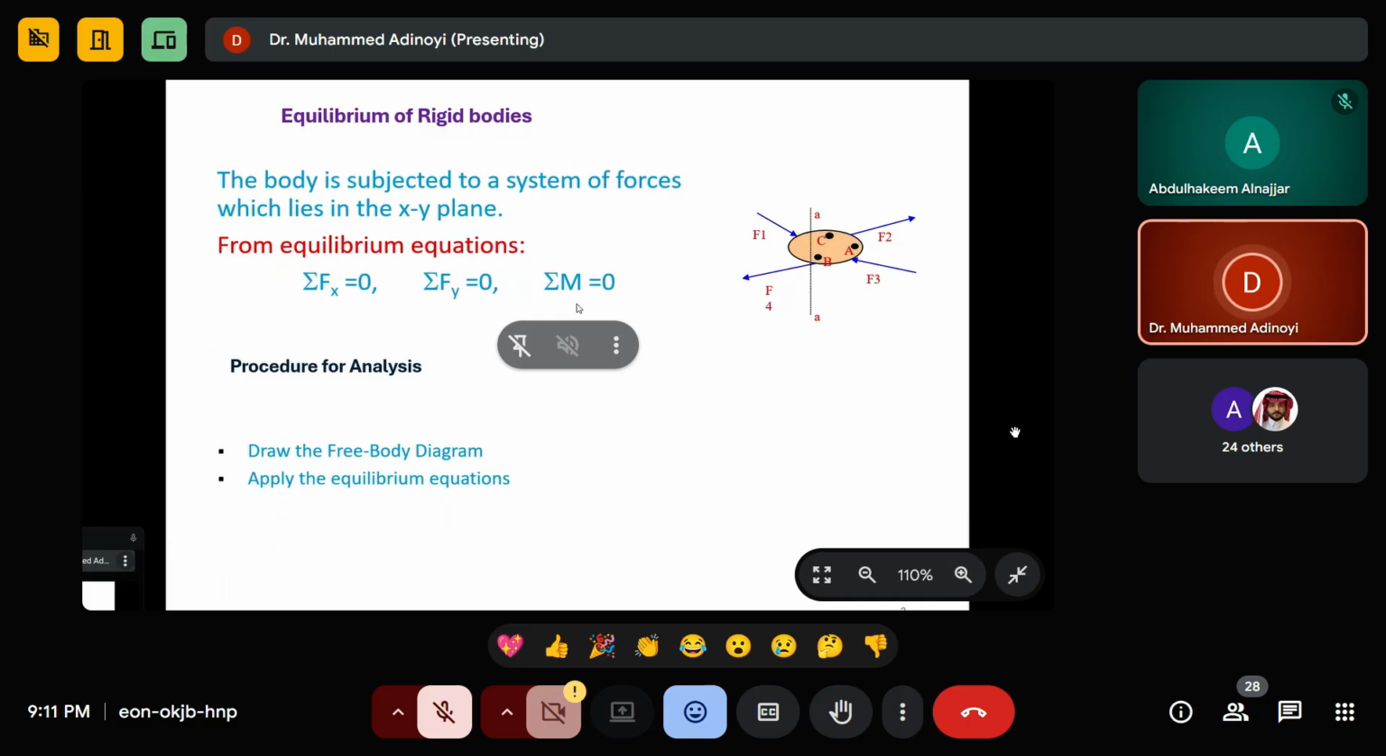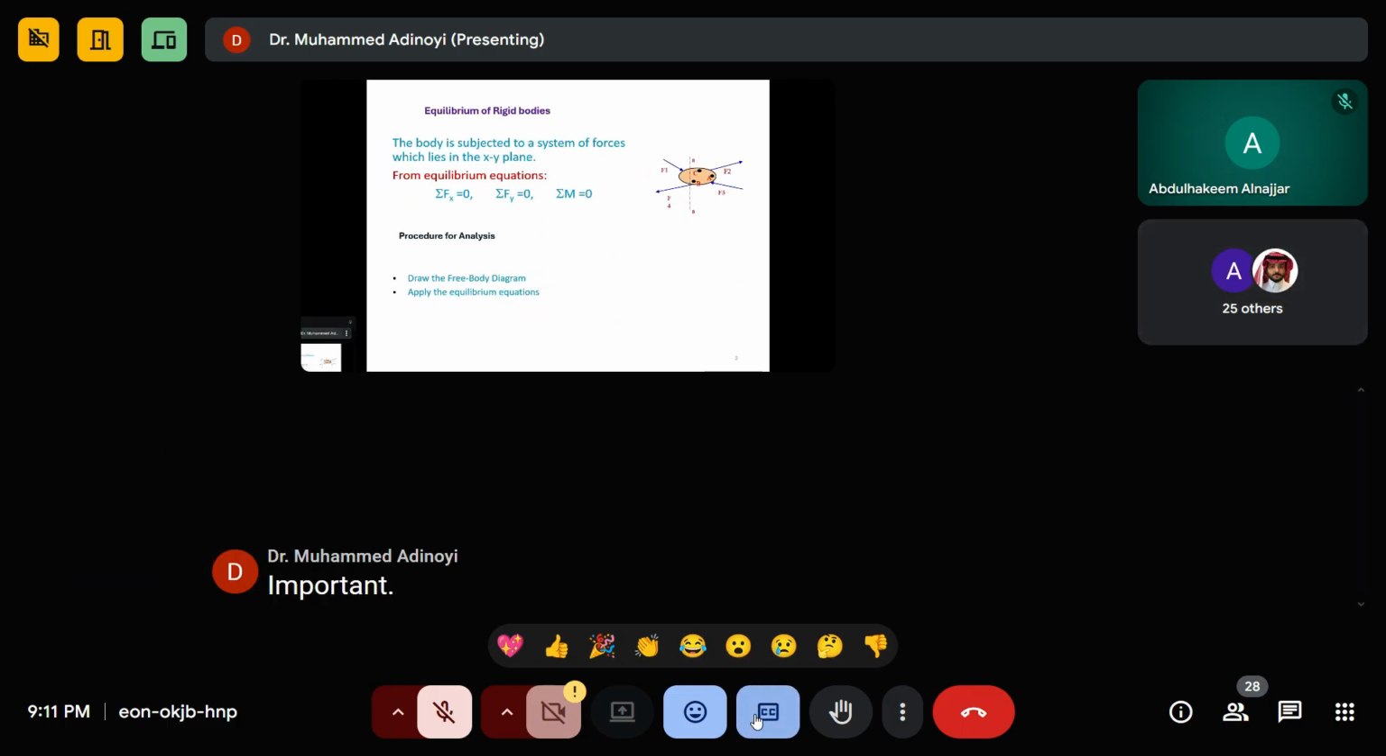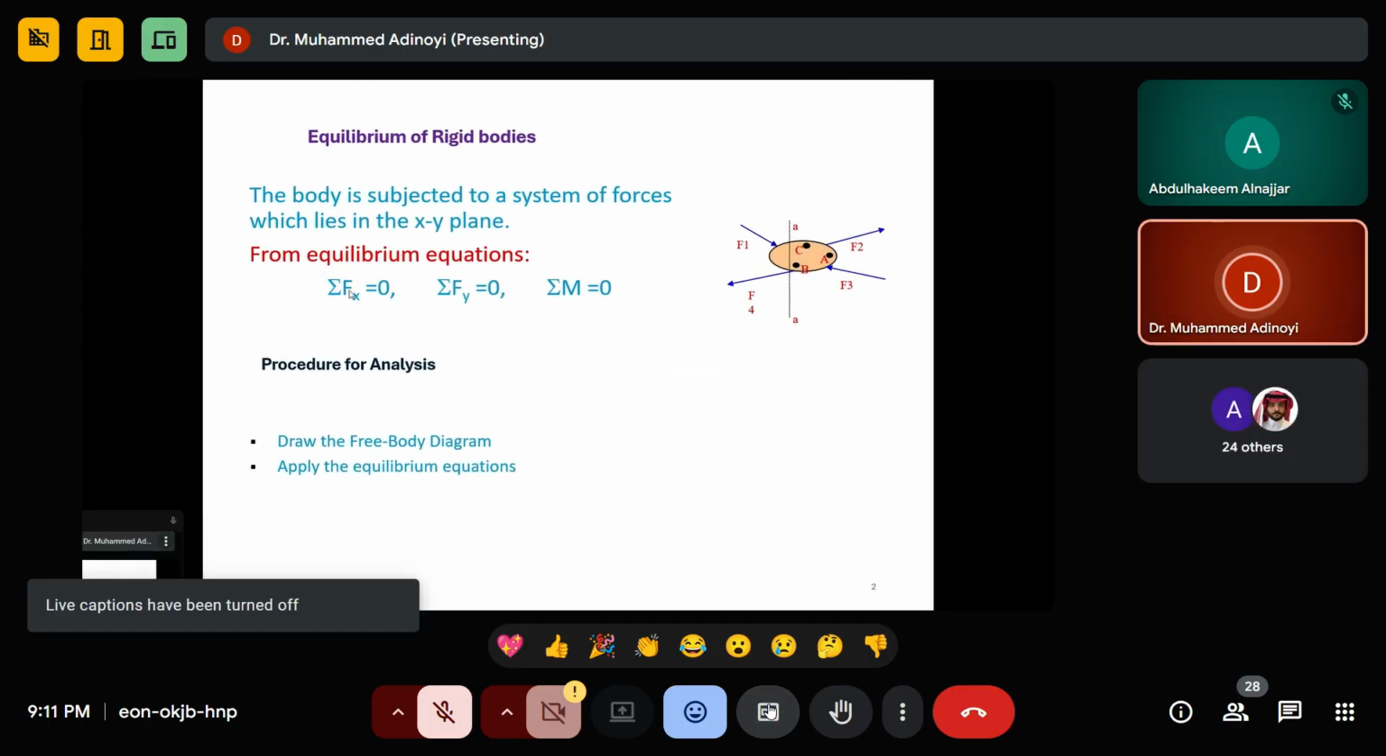When you want to solve an equation involving equilibrium, whether it is equilibrium of particles or of rigid bodies, the first thing you need to do is to draw the free body diagram. It's very, very important. A free body diagram is necessary to solve. So an equilibrium equation is the summation of Fx, summation of Fy, and summation of moment.